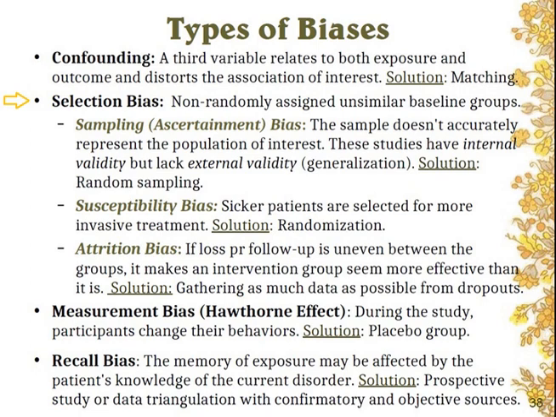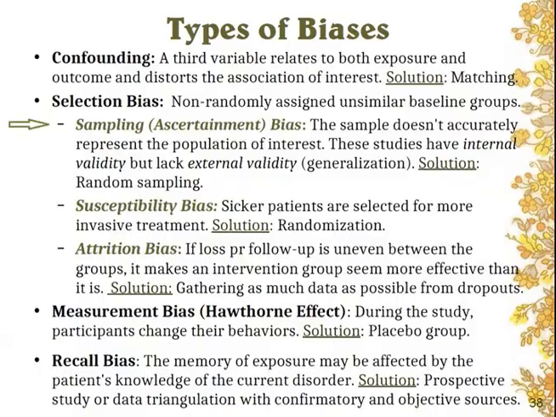Selection bias has subtypes. Sampling or ascertainment bias stems from a situation where the selected sample does not accurately represent the population it is intended to, which diminishes the study's external validity and generalizability. Let's look at a few examples.